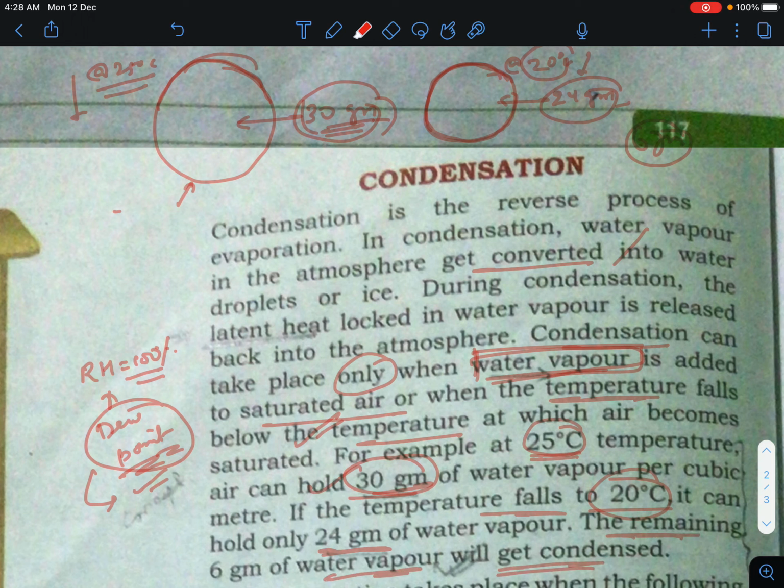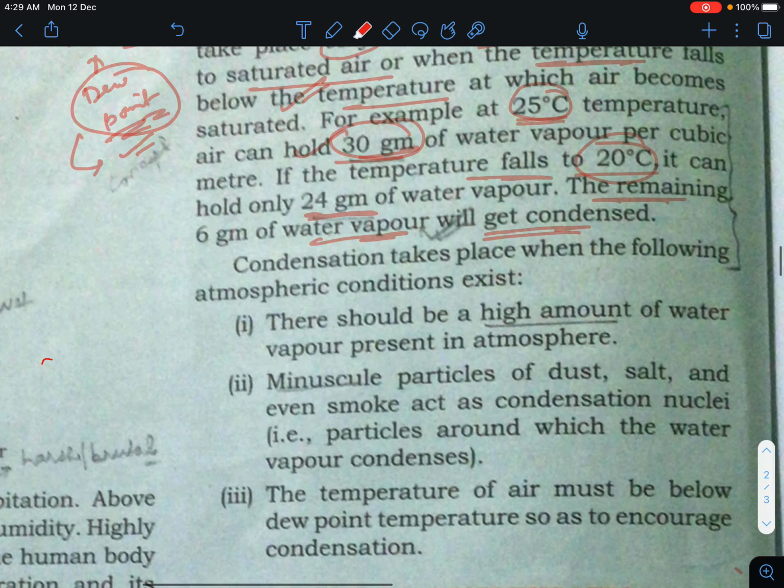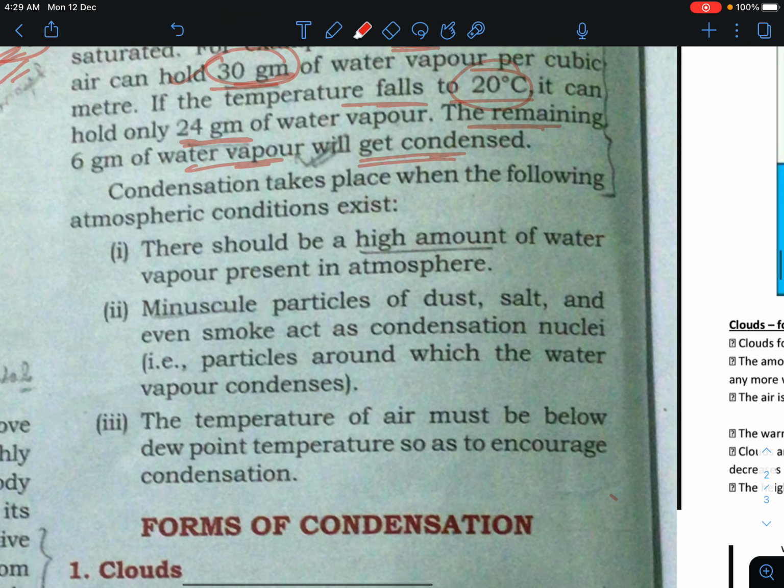Okay. From this we have concluded that in order to start the condensation process, first of all we have to add water vapor into the atmosphere, and second we have to decrease the temperature. I hope it's okay. Now, condensation can take place when the following atmospheric conditions exist.